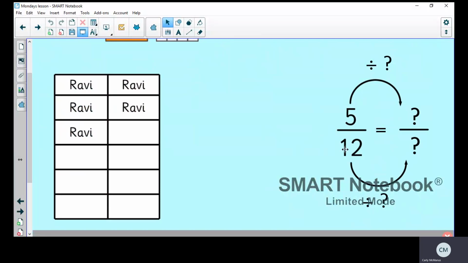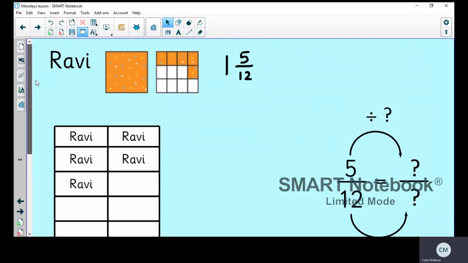Simplified means to be made smaller than it already is, because there's no number that fits into both of these numbers. You can't divide both these numbers by the same number. And if you actually have a look at this picture here, this doesn't look like it could be any other fraction. So this would stay as 1 whole and 5/12, because that fraction cannot be simplified. It cannot be made any smaller than it already is.